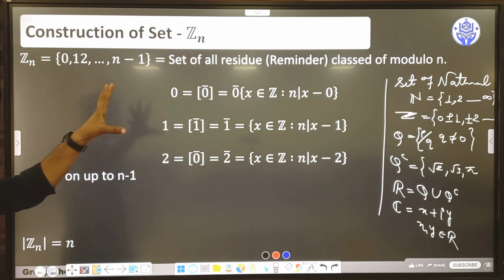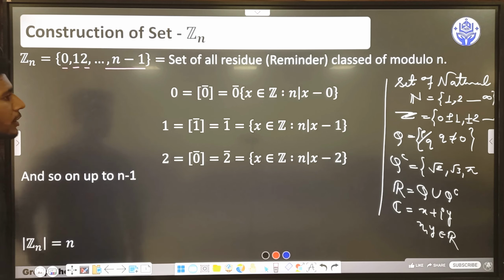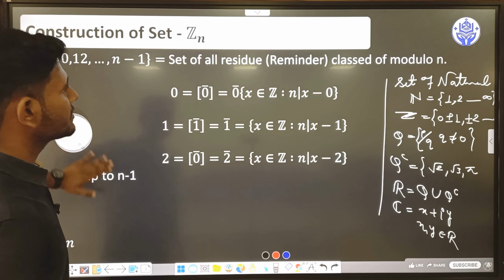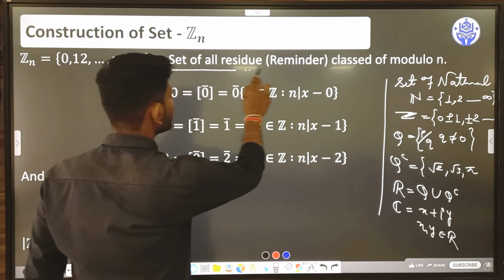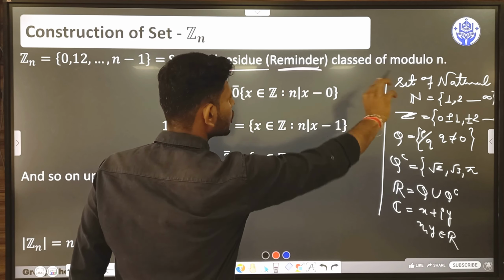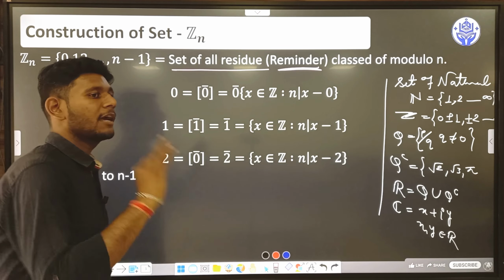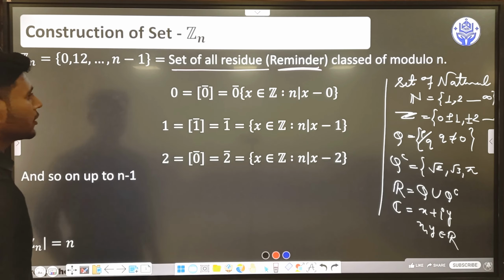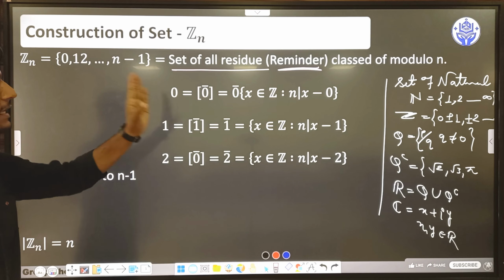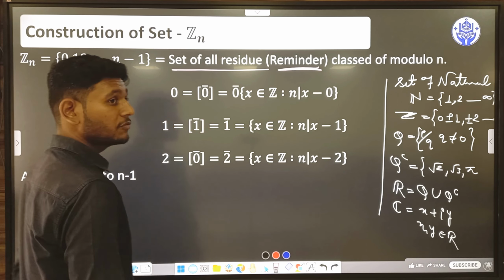What do you mean by Z, and in subscript we have n? Zn is something like 0, 1, 2, and it is taking only the positive values. Now which kind of values? The set of all residues, or we can say remainder classes, modulo n. So we should have an idea about modulo n, which I have already discussed in my previous videos. So basically from here this is 0, and we are taking the residue class, meaning the remainder. How can we find the remainder?